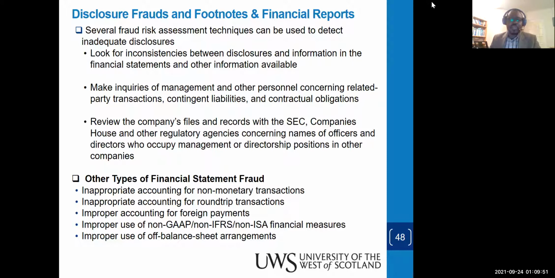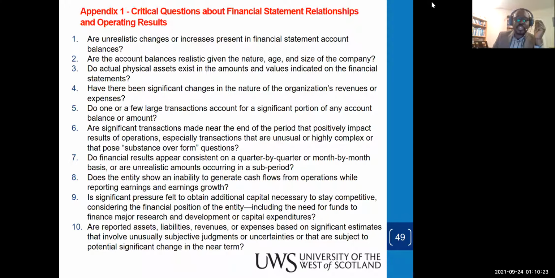There could be other types of financial statement fraud. Like I said, besides the revenue, we didn't look at that. There could be expenses. Others could also be non-monetary transactions, round trip transactions, improper accounting for foreign payments. And then we can also look at improper use of GAAP or IFRS or ISAs, and also improper use of off-balance sheet arrangements are all part. So these are the appendices.